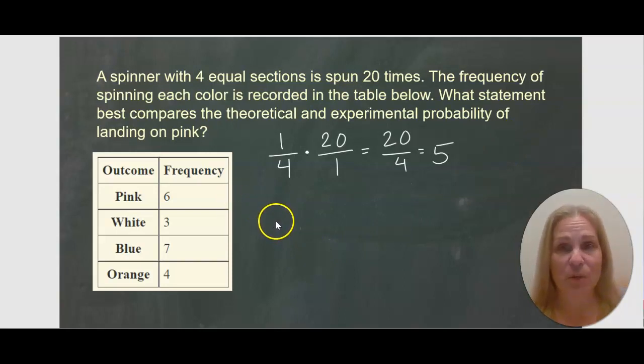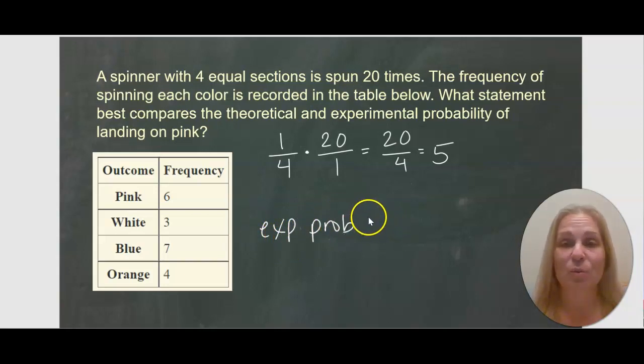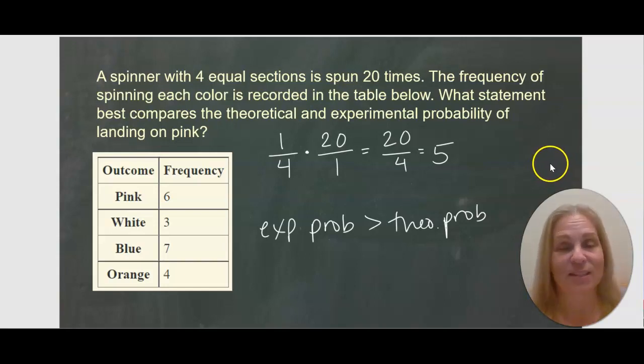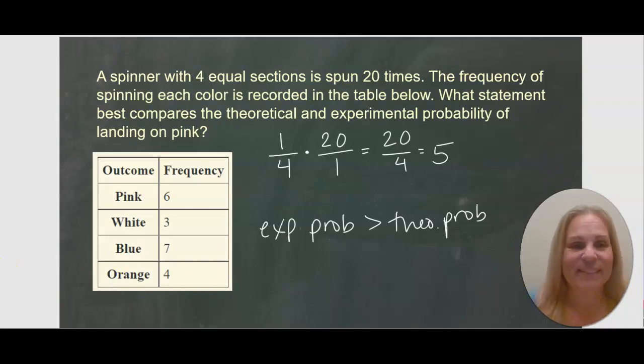So from this experiment, we found that right now, because we've only spun it 20 times, the number of times that it landed on pink, or the experimental probability, is greater than the theoretical probability, because we would expect the spinner to land on pink 5 times. That's the theoretical probability, but it actually landed 6 times. That's the experimental probability. All right.